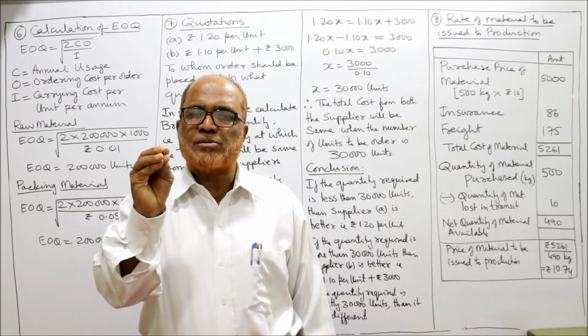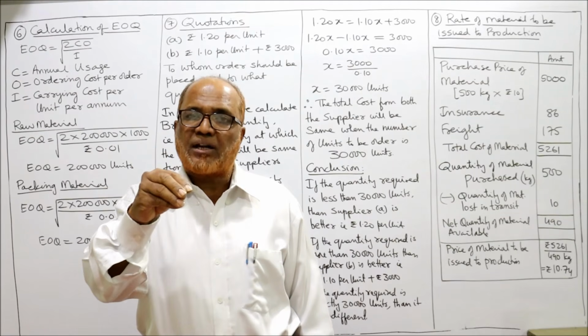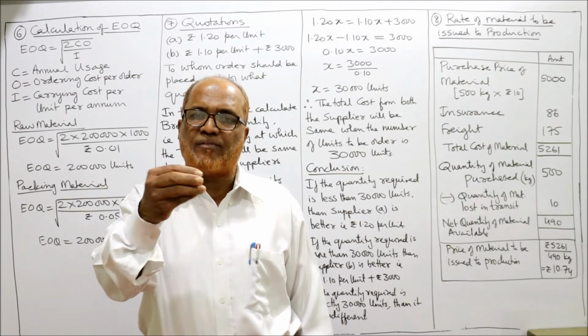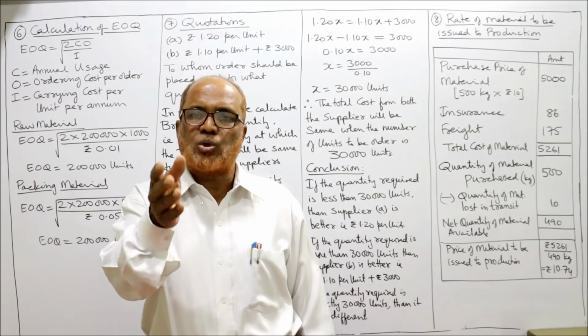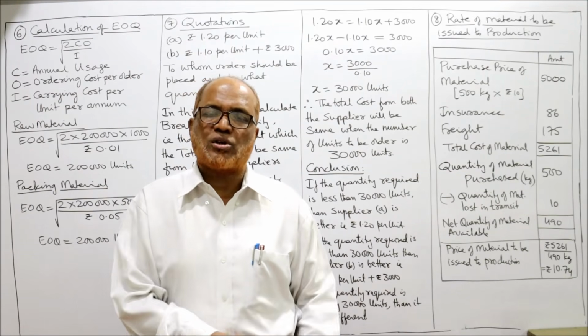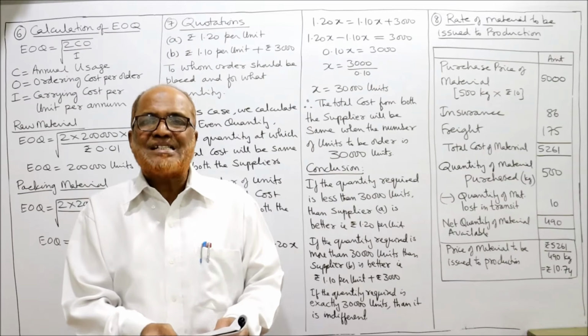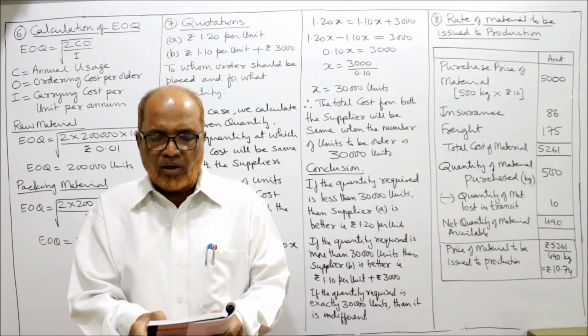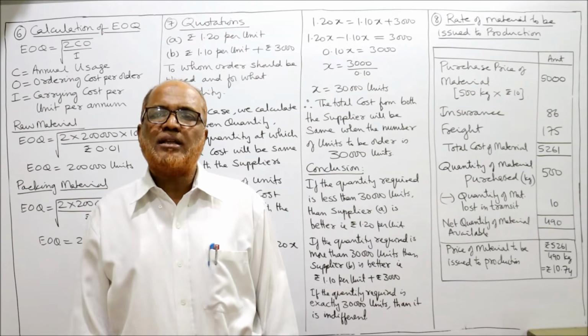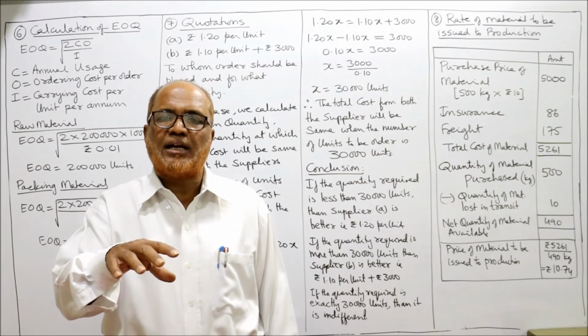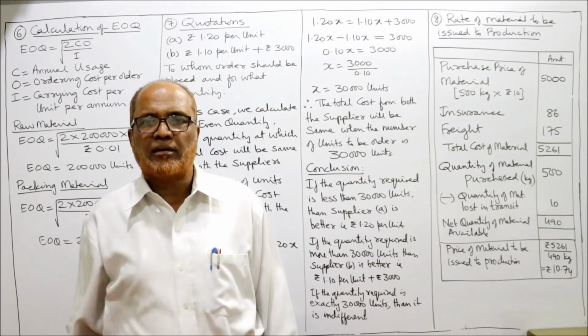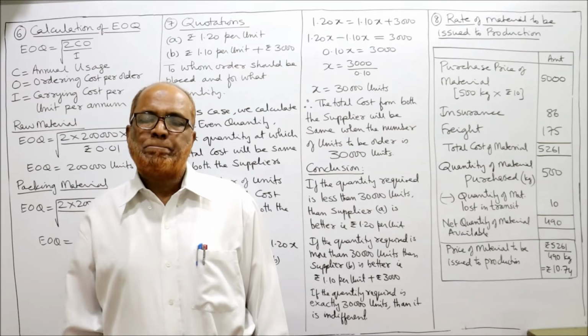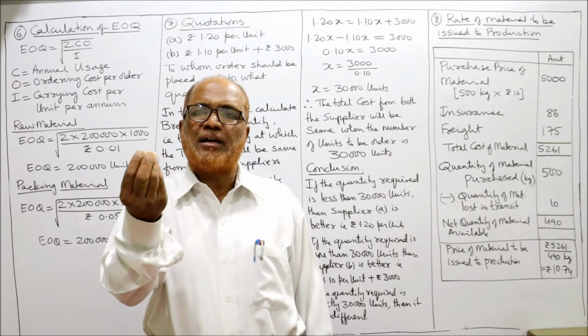So 5,000 rupees material we have purchased. Apart from that, insurance charges and freight we have paid. Both insurance and freight will be added to the cost of material. Due to mishandling in transit, 10 units are lost. Normally there will be loss in quantity in loading and unloading or in transit. So while in transit 10 kilogram material is lost.